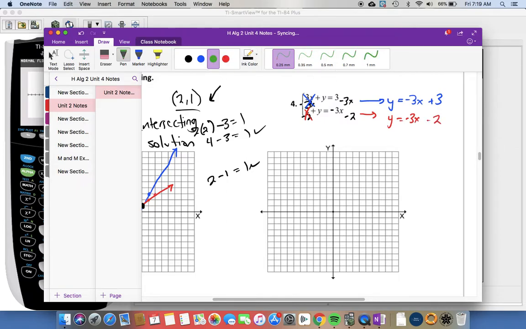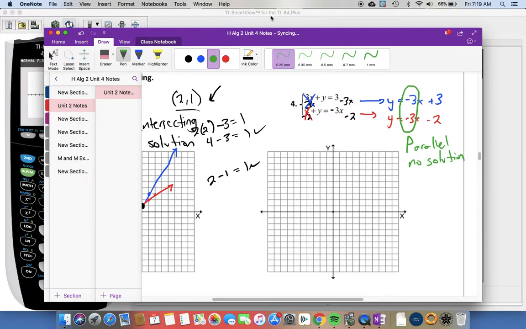Now before you graph, here's where a little bit of review. Remember, if you have the same slope, the same number in front of x, that you can already tell that these are going to be parallel lines, meaning that they should have no solution. So to graph those, I'm going to go ahead and use a graphing calculator for this one, since we already know they have no solution.